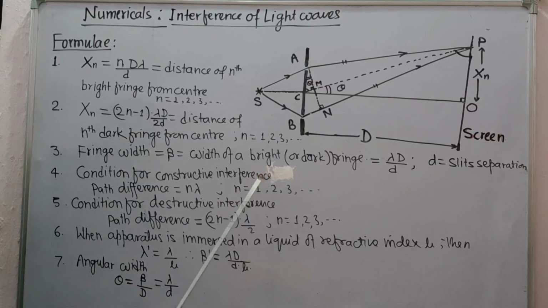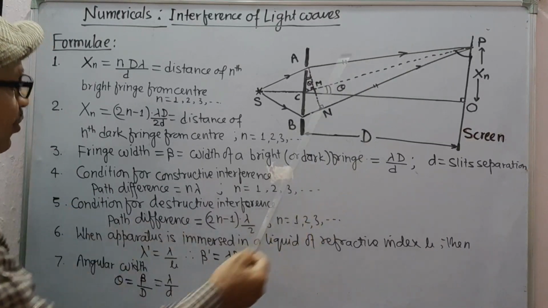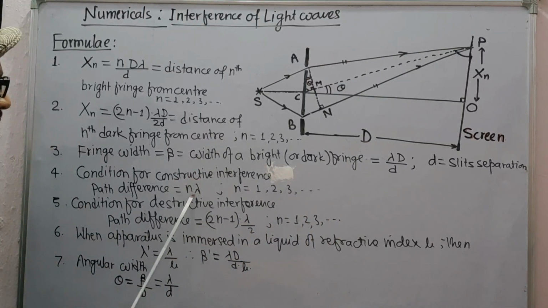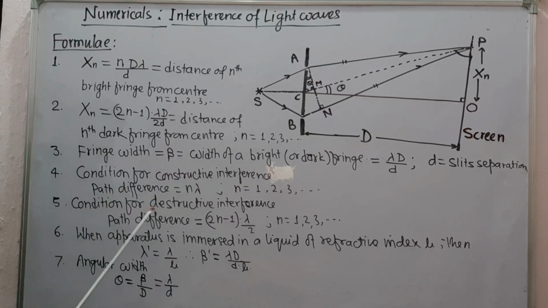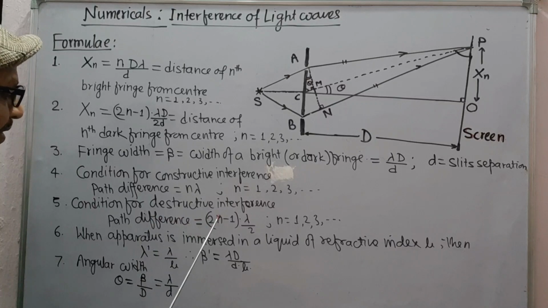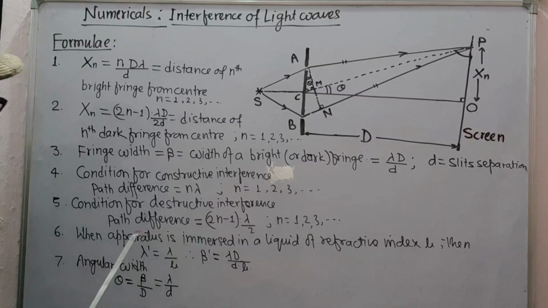The condition for constructive interference is that the path difference between two rays coming from coherent sources must be an integral multiple of wavelength lambda. That is, path difference is equal to n lambda, where n is an integer 1, 2, 3 and so on. Similarly, the condition for destructive interference is that the path difference must be an odd multiple of lambda by 2, where n is 1, 2, 3 and so on.